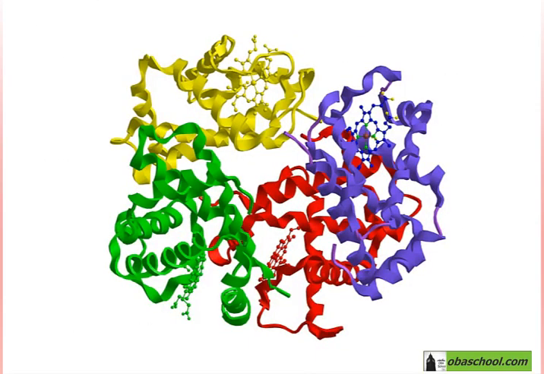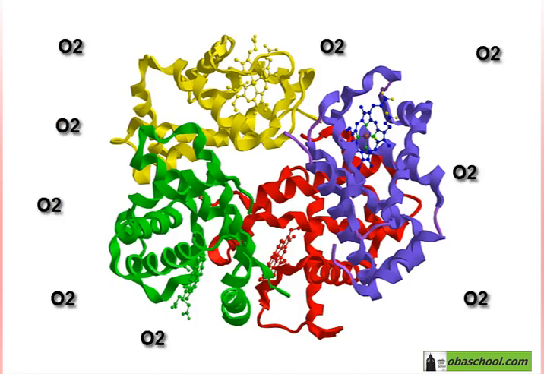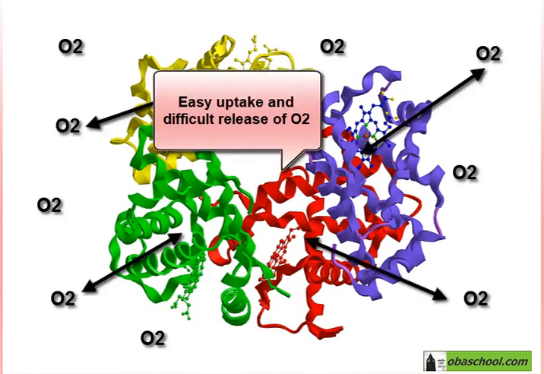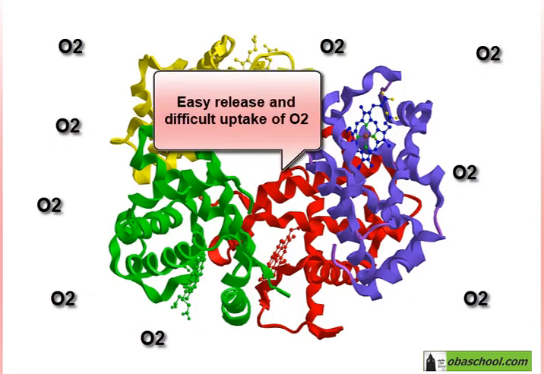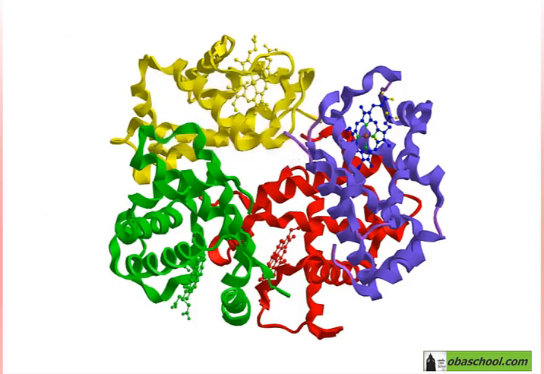Hemoglobin can have a high affinity for oxygen, which means it will take up oxygen easily and not dissociate from oxygen easily. And hemoglobin can have a low affinity for oxygen, where it doesn't take up oxygen easily, but it releases it easily. This depends on where the hemoglobin is, if we are loading or unloading. So this is just a quick introduction about hemoglobin.